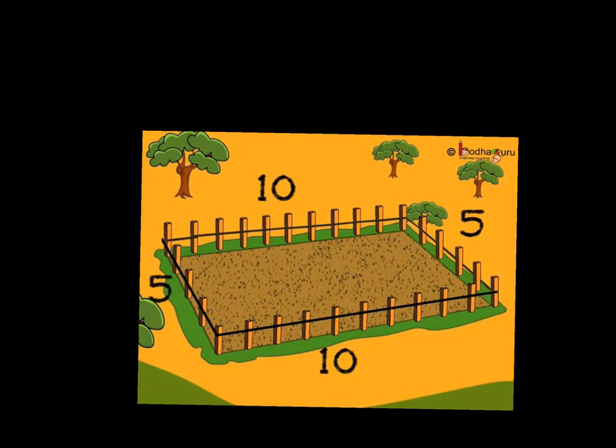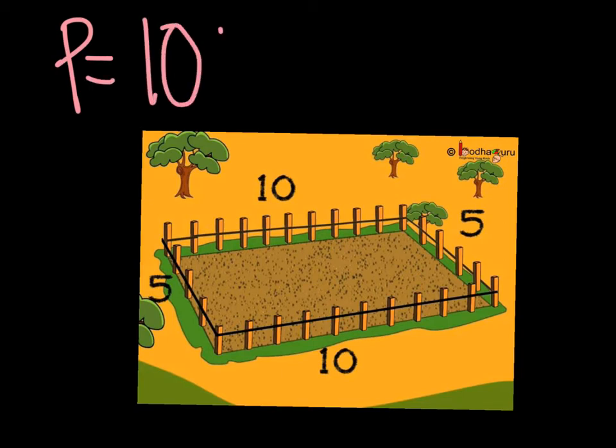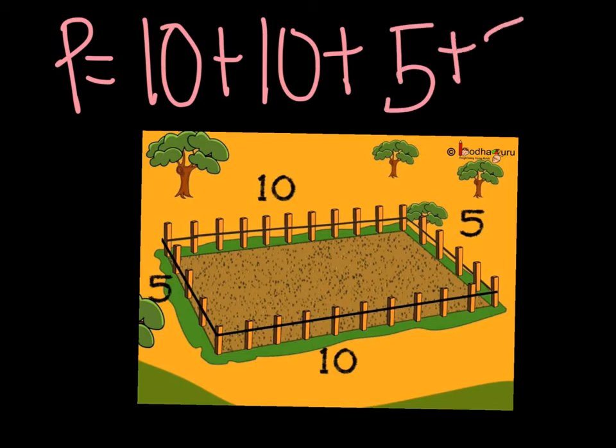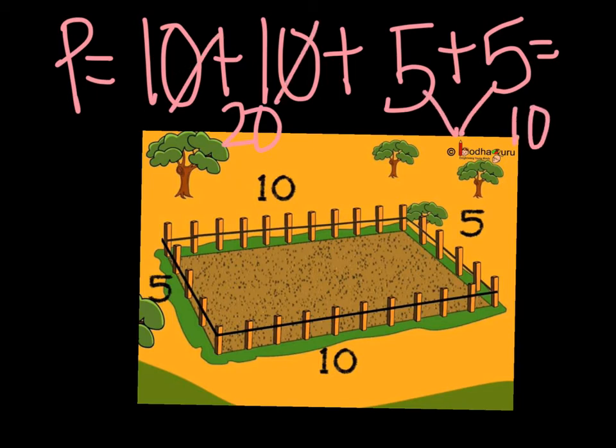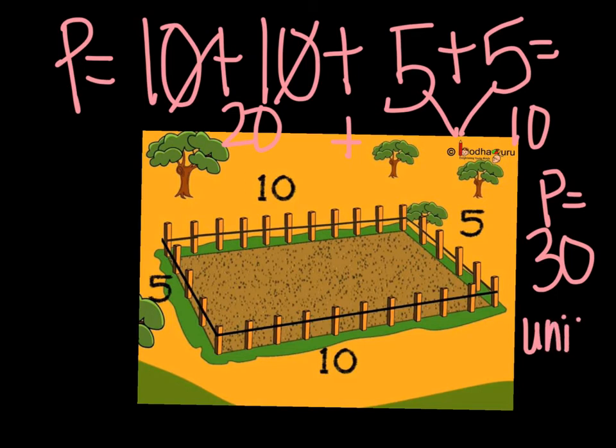So with this shape, we know that our sides are 10, 5, 10, and 5. And so to find the perimeter, we're going to add all the sides. Go ahead and say that. Add all the sides. And so we're going to say perimeter is 10 plus 10 plus 5 plus 5. We know 10 and 10 is 20, right? And 5 plus 5 is 10, which would give me a total perimeter of 30. So our perimeter is 30, don't forget to label, 30 units.